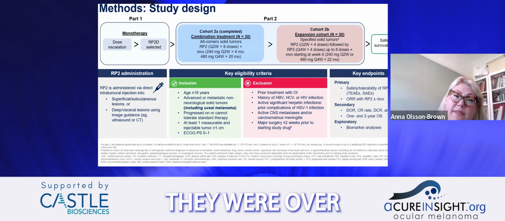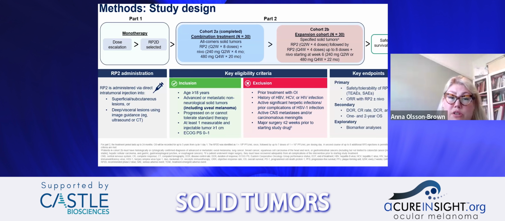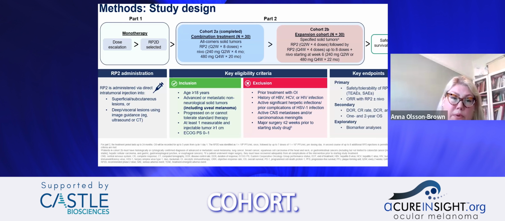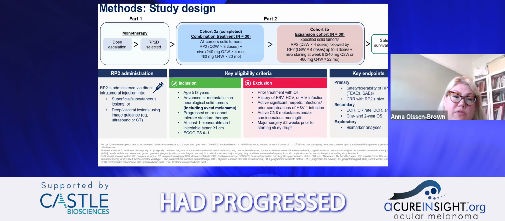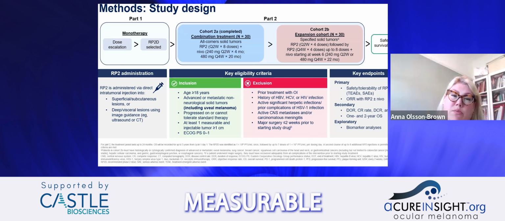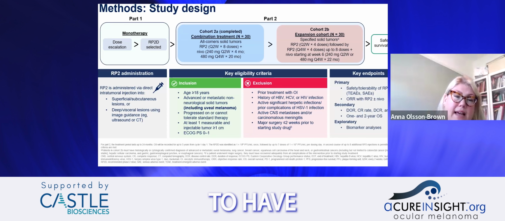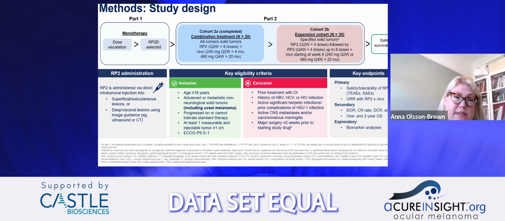Patients were included if they were over 18, if they had advanced or metastatic non-neurological solid tumours, including a uveal melanoma cohort, and that they had progressed or couldn't tolerate standard therapy. They had to have at least one measurable and injectable tumour of more than or equal to 1 centimetre, and they had to have an ECOG performance status of 0 to 1.